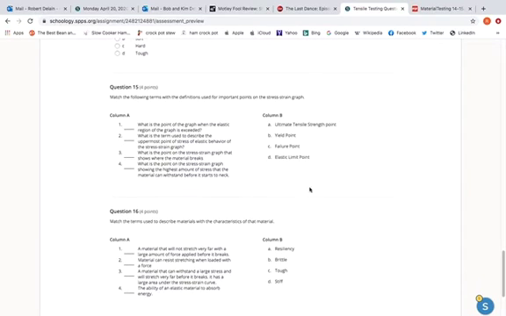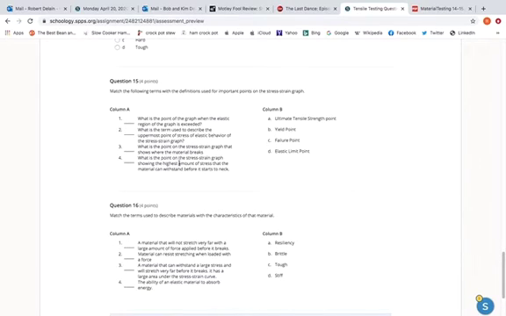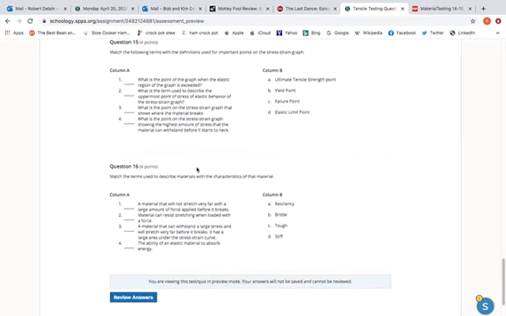Okay, and then 15 and 16 are just matching some of these questions here. Number 1, the point of the graph when the elastic region of the graph is exceeded, that is the yield point. Number 2, uppermost point of the stress of elastic behavior of the stress strain graph, that is the elastic limit point. Number 3, the point on the stress strain graph that shows where the material breaks, we call that the failure point. And number 4, what is the point of the stress strain graph showing the highest amount of stress that the material can stand before it starts to neck, and that's the ultimate tensile strength.